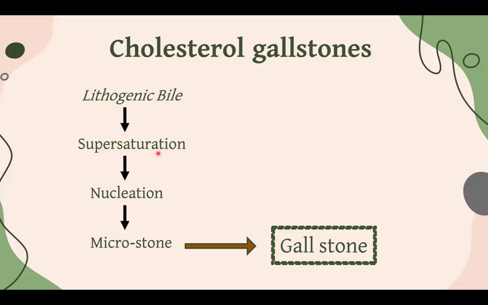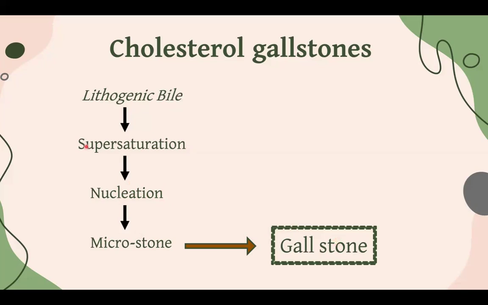Now once the cholesterol is saturated, when it increases a lot, it precipitates to form crystals. And this is called nucleation, precipitation of cholesterol to form crystals. These crystals eventually aggregate and form a microstone. A microstone increases in size, and as it grows, it causes gallstone. The formation of gallstone.